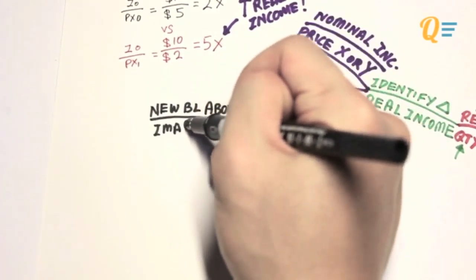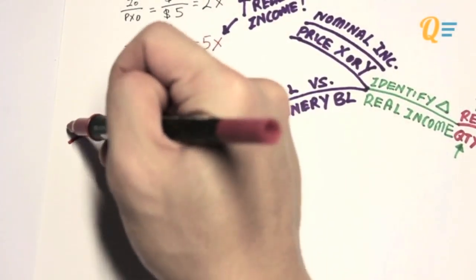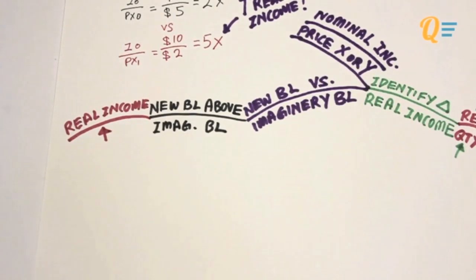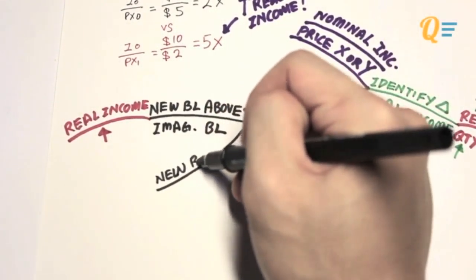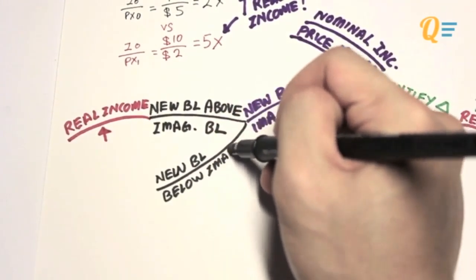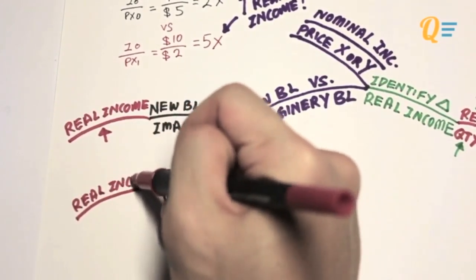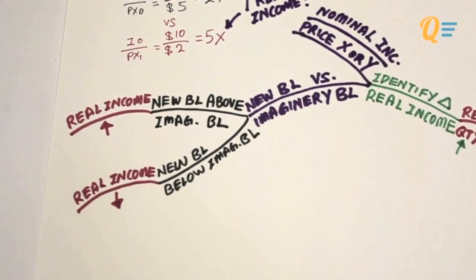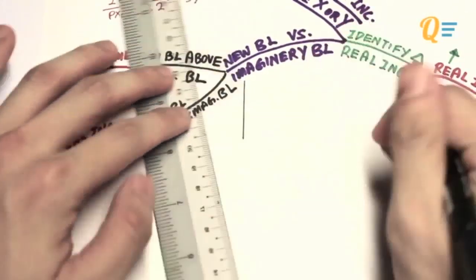If the new budget line is above the imaginary budget line, this basically means that your real income has increased. It's an easier way to look at things because you just look at the graph and from there you can identify the change in real income. If your new budget line is below your imaginary budget line, this means that your real income has decreased. If you're lost right now, it probably means that you're unable to visualize what is going on. No problem. I'm going to show you in graph terms exactly what I mean.